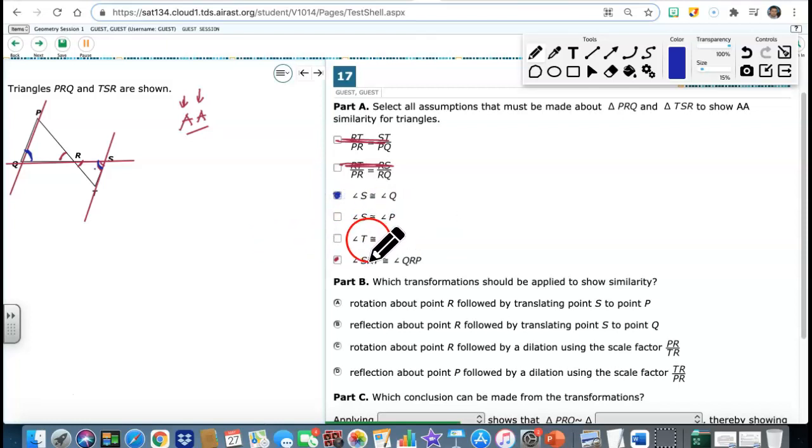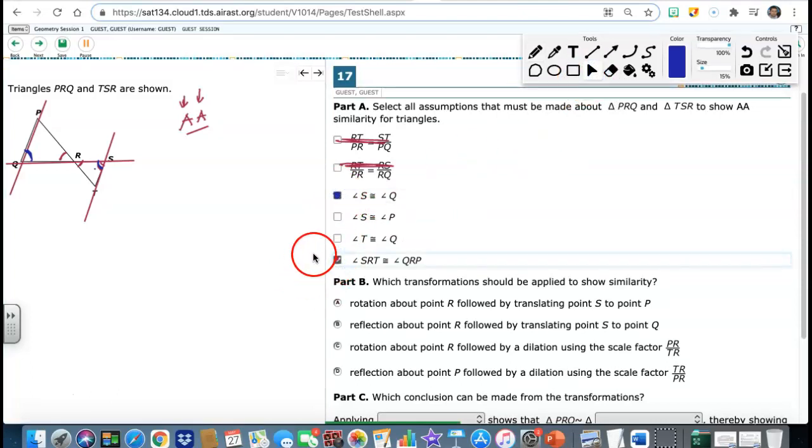But let's see the other two choices. Angle S to P. No, there's no relationship because there's no transversal that touches both of them. T congruent to Q. There's no transversal that touches them. So these are my two answers. Let's touch right there, answer both of them. Cool. Next, part B.